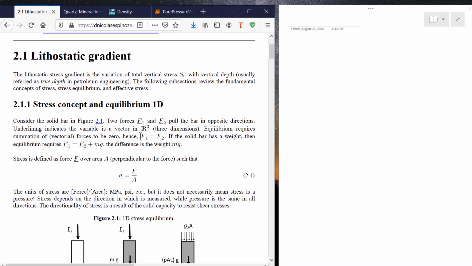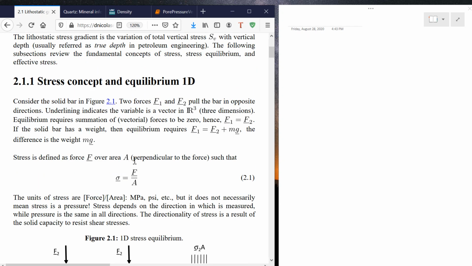First of all, I guess you are all familiar with the concept of stress. Stress is a force divided by an area. So it has the units of force per unit of area, and commonly those are referred to in international units as pascals, in geomechanics as megapascals, and in field units as psi, pounds per square inch.